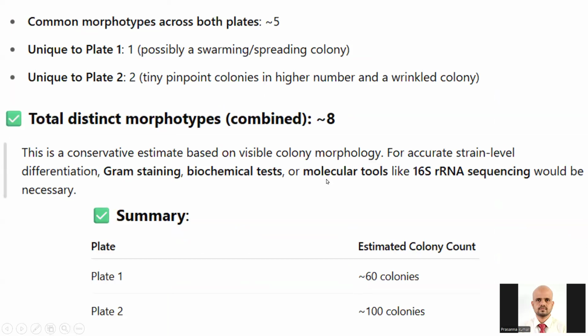So altogether, there are 8 unique morphotypes. Probably 3 are very unique, so we may have 5 common morphotypes across both the plates, and altogether 8 unique morphotypes. The colony count is 60 colonies in table 1 and 100 colonies in table 2, meaning the density of bacteria distributed in the air is also different.